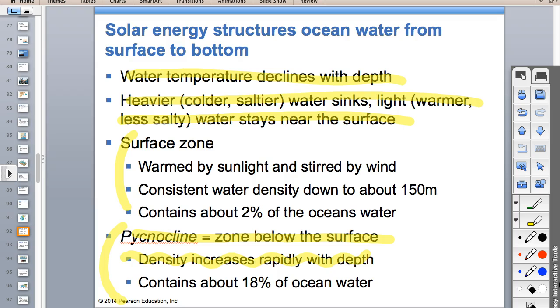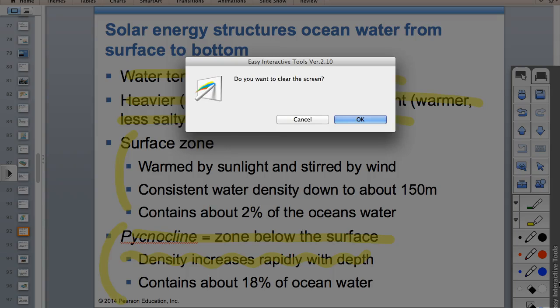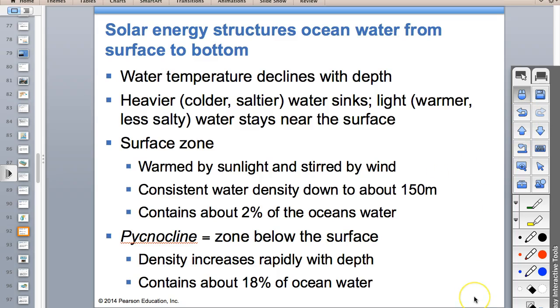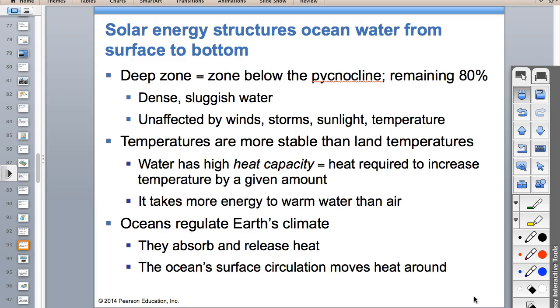So, are there separate currents for the pycnocline and? That's the thermohaline circulation. I'm going to get to that in just a second.